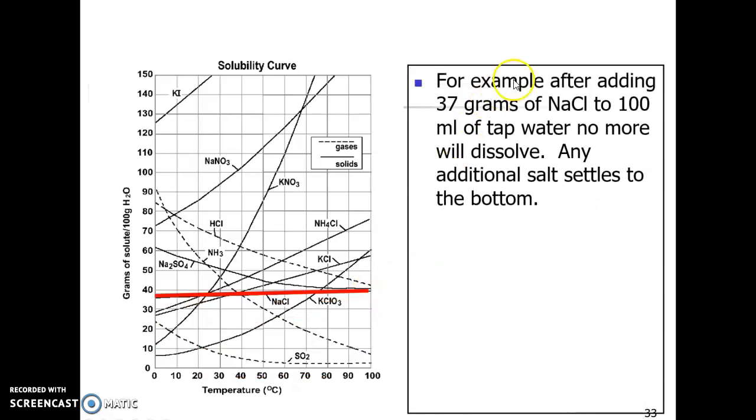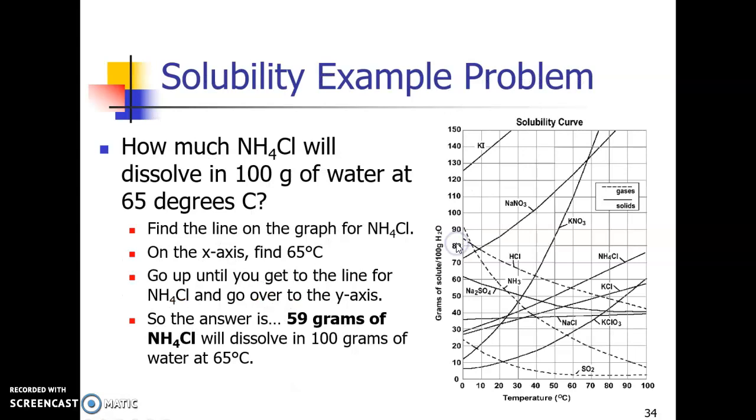So here's an example. After you add 37 grams of sodium chloride to 100 milliliters of tap water. By the way, 100 milliliters of tap water would be about 100 grams of tap water, because the density of water is 1 gram per milliliter. No more will dissolve, and we're probably talking about room temperature, about 20 degrees Celsius, where you would have 37 grams of sodium chloride dissolving.